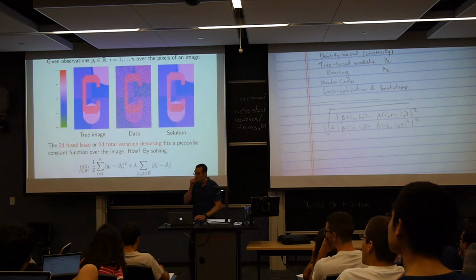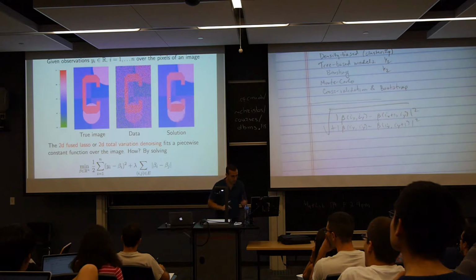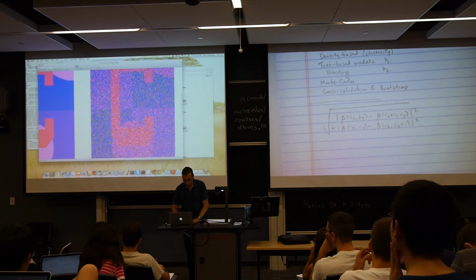Yeah, you had a question. So what is E in that equation? E is the set of edges in the grid graph. So if you think about, oops.